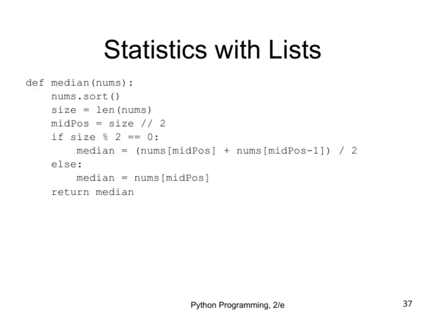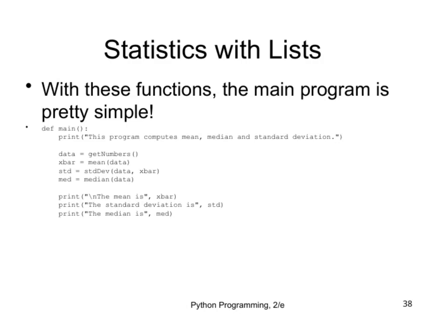This function highlights how sorting and conditional logic work together to find the median efficiently. It's a great example of combining basic programming concepts to solve a common statistical problem. So with these functions in place, the main program itself becomes quite straightforward.